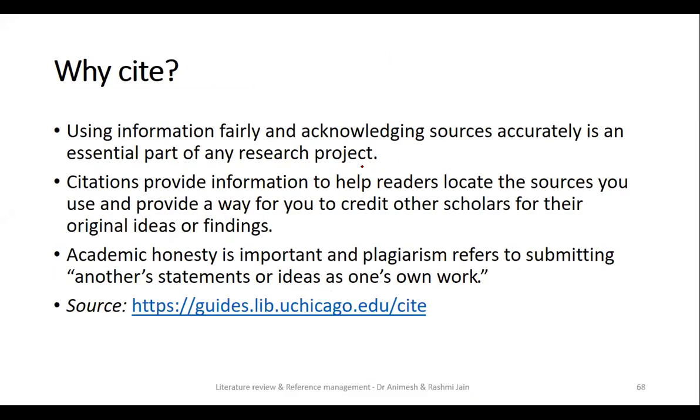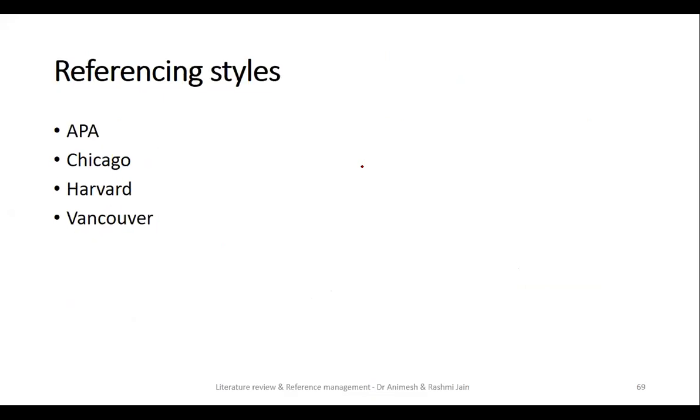Okay. Why should we cite? So citing is basically to give credence to people who have done work. It's part of academic honesty, and it means you're not doing plagiarism. More on that you can look up, but that's why we do it.